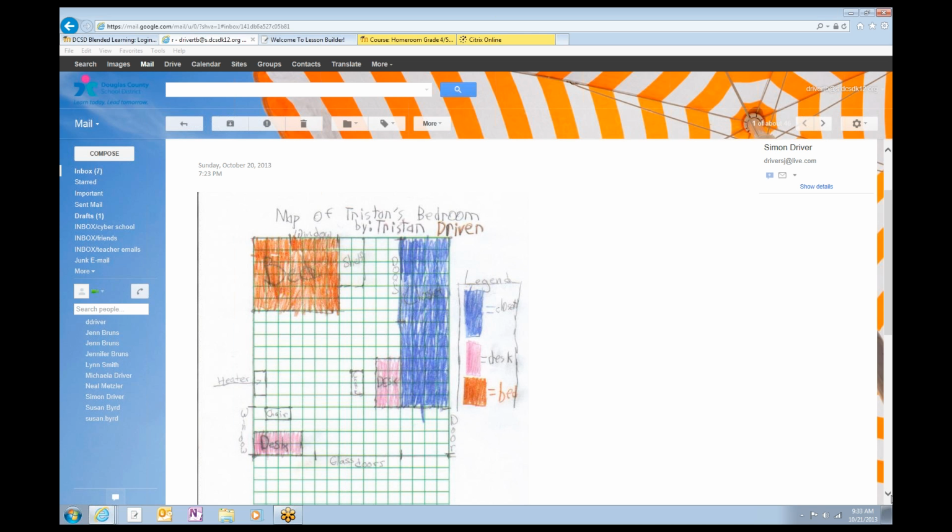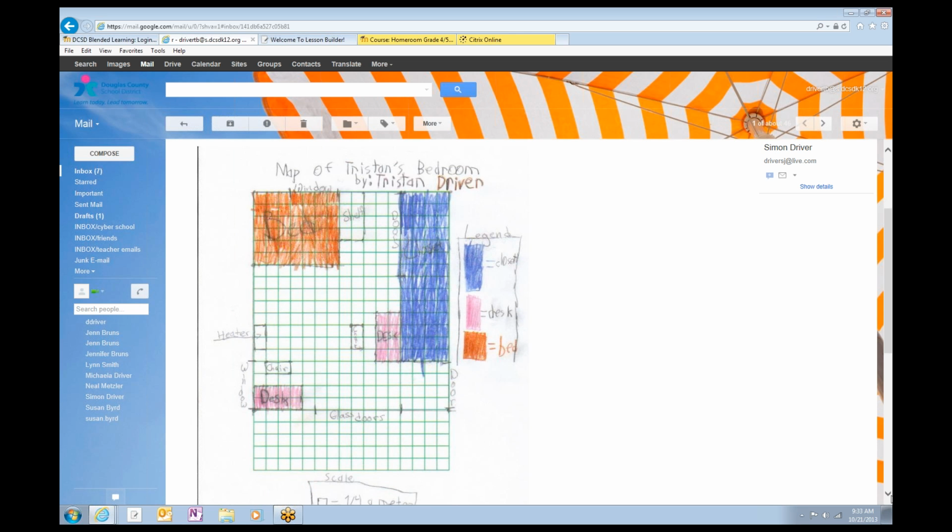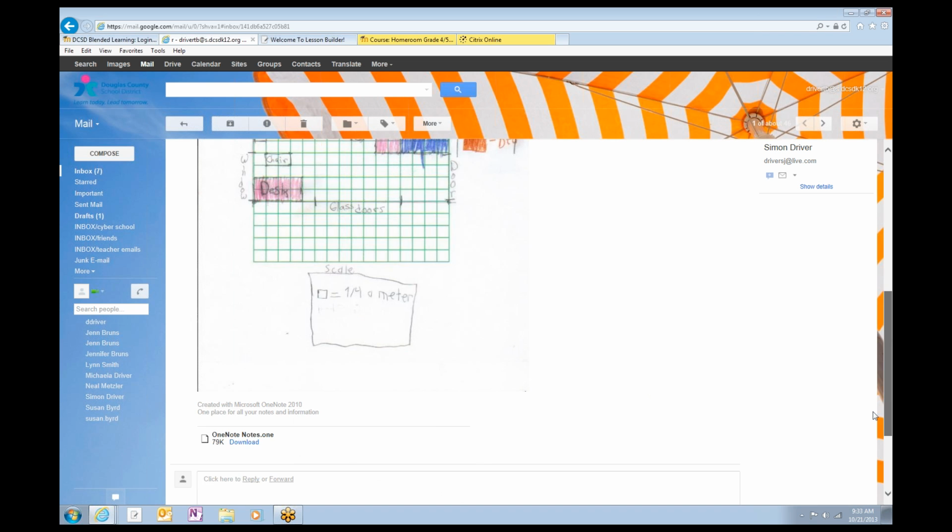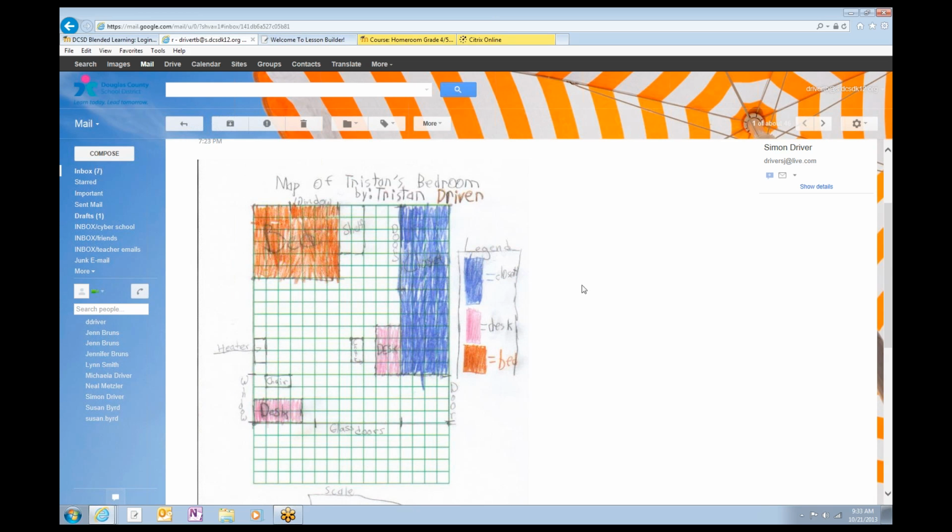Tell us what room this is, tell us about your map scale, and then, of course, everything else we see. Let me fix this up real quickly. Okay, now it will work. I made a map of my bedroom, and I made a scale that says each square is a quarter of a meter. Oh, okay. A quarter of a meter.